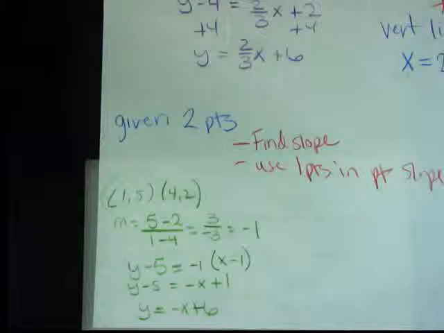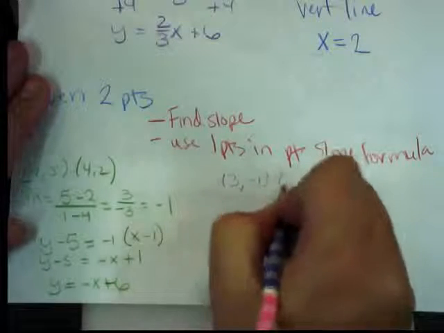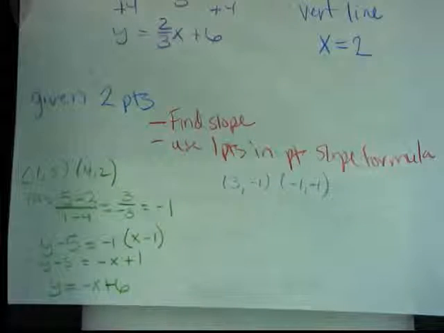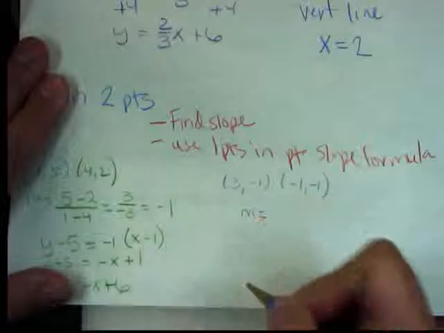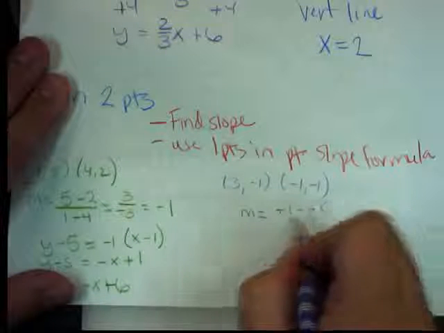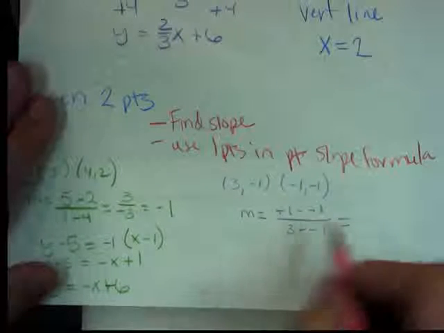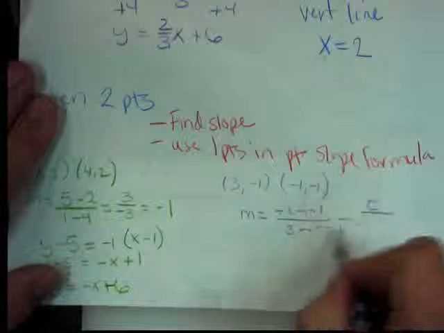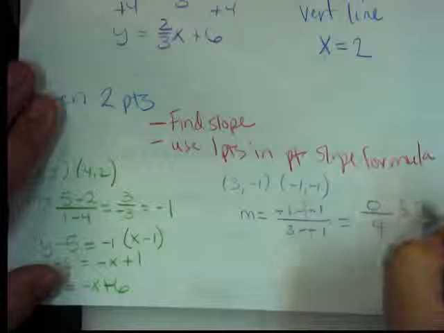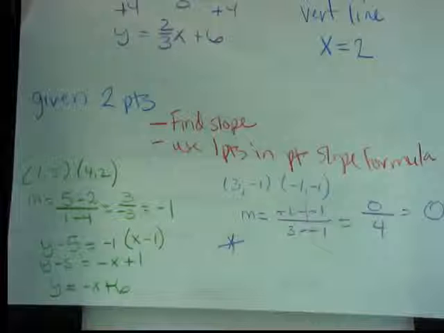So let's try that again. Let's look at the points (3, -1) and (-1, -1). First thing I do is I find my slope. The slope is y minus y over x minus x. Two negatives make a positive. -1 plus 1, 3 plus 1, 0 over 4 is 0. Ding, ding, ding, bells and whistles. Anytime we see a slope of 0 or undefined, that is special.